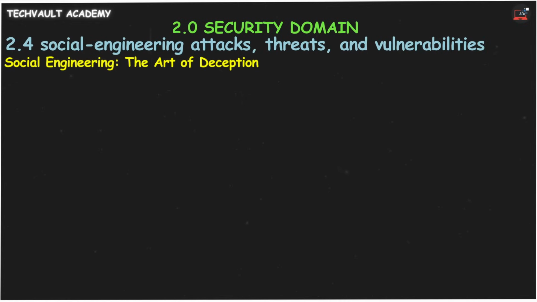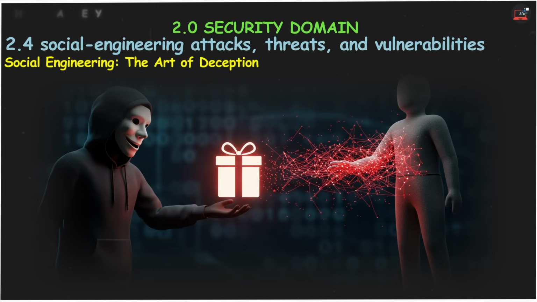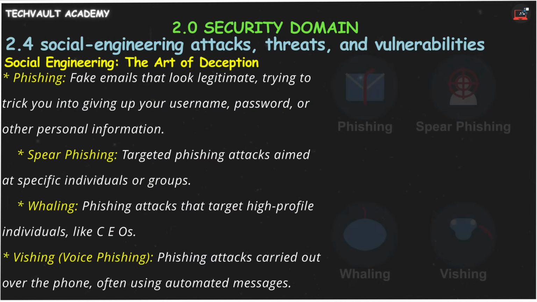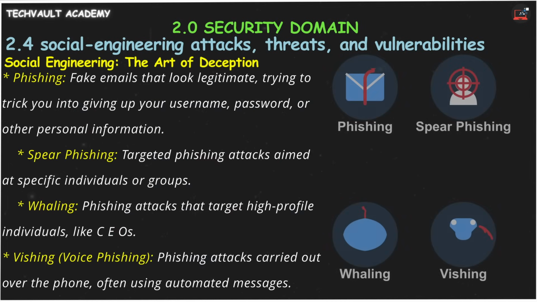Social engineering, the art of deception. Social engineering is about manipulating people into revealing confidential information or taking actions that compromise security. It's like a con artist tricking you. Phishing. Fake emails that look legitimate, trying to trick you into giving up your username, password, or other personal information. Spear phishing, targeted phishing attacks aimed at specific individuals or groups. Whaling, phishing attacks that target high-profile individuals like CEOs.